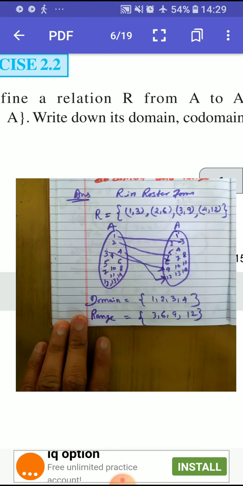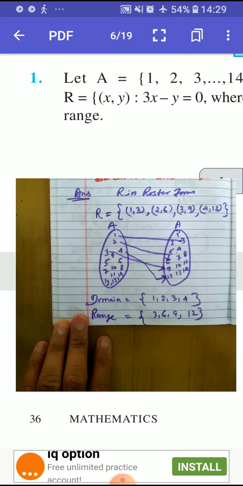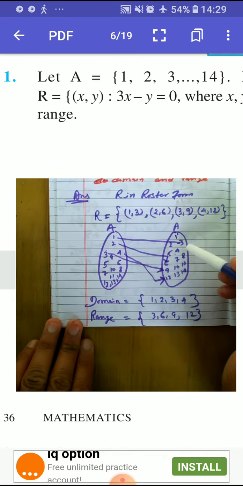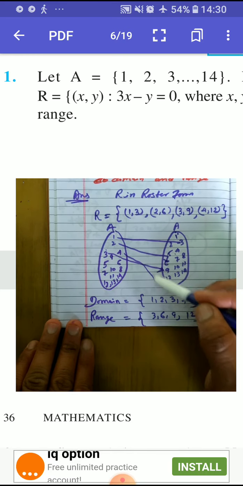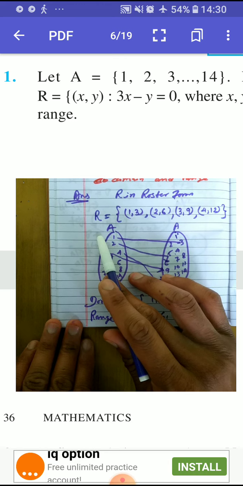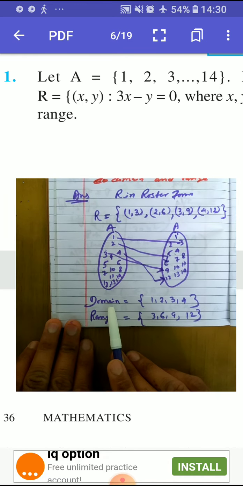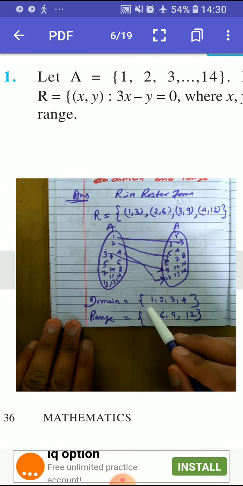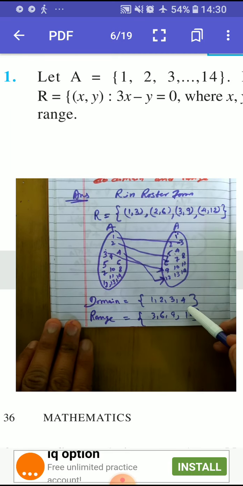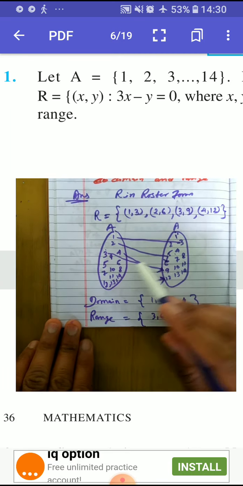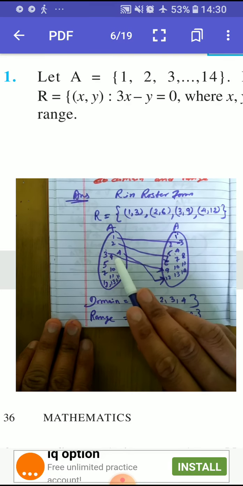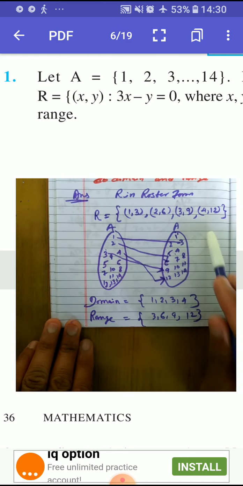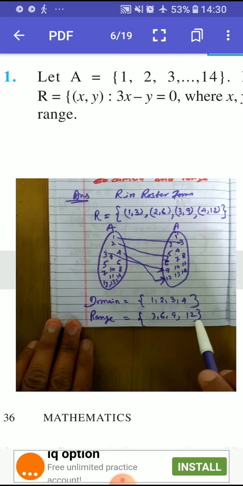Okay, you have to write down its domain and range. You can see its Venn diagram. Set A having 14 elements, set A also having 14 elements, since relation R is from A to A. So therefore domain equal to 1, 2, 3, 4, because only 4 elements are participating in the relation. Range: since the range of 1 is 3, 2 is 6, 3 is 9 and 4 is 12. Therefore range is 3, 6, 9, 12.